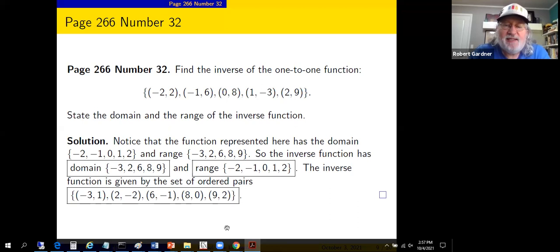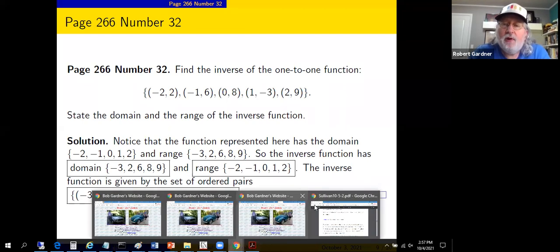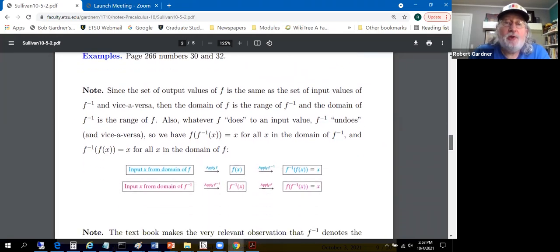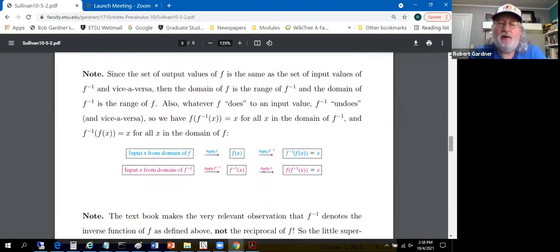All right, that's more conceptual stuff than it is algebraic stuff. We want to get into algebraically finding inverses. So you've got a formula for a function. How do you find its inverse function, assuming the function is 1-to-1? Well, the set of output values of f is the same as the set of input values of f inverse and vice versa. That's why the domain of f is the range of f inverse, and the domain of f inverse is the range of f. That's why you get those interchanged.